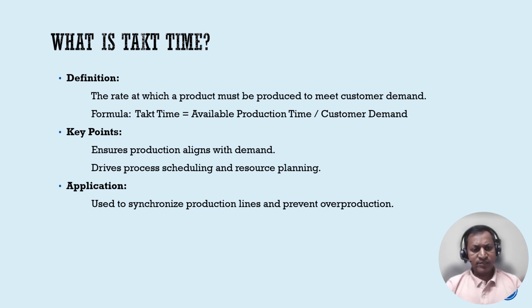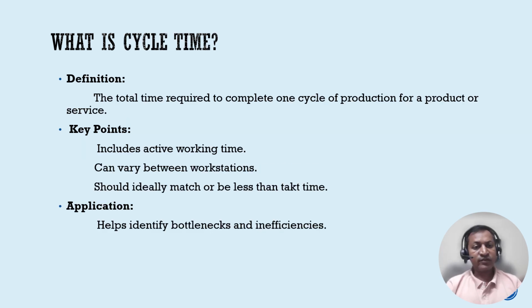A few key points are: it ensures production aligns with customer demand, and second, it drives process scheduling and resource planning. Application: it is used to synchronize production lines and prevent overproduction. Coming to the next slide, what is cycle time? Well, the definition is the total time required to complete one cycle of production for a product or service.